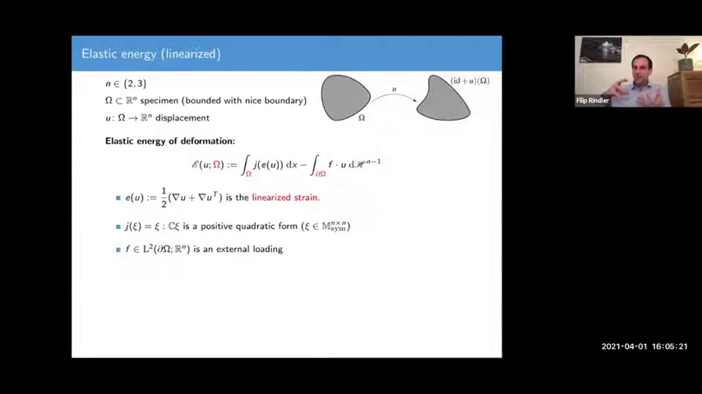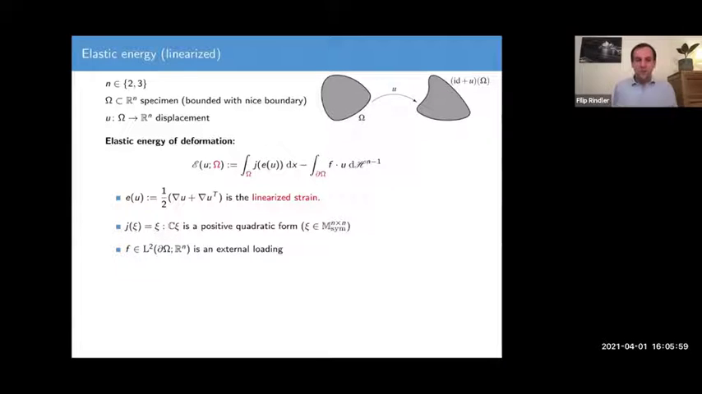I mean, if you think of this as being rubber, squeezing it or pulling it or stretching it, you want to measure the energy. And that's usually done in a functional like this. So you have a quadratic term, which depends on the linearized strain, so that's the gradient plus the gradient transposed over 2. That's somehow a linearized measure of deformation, this linearized strain. And then you plug this into a positive quadratic form, which models the material response.